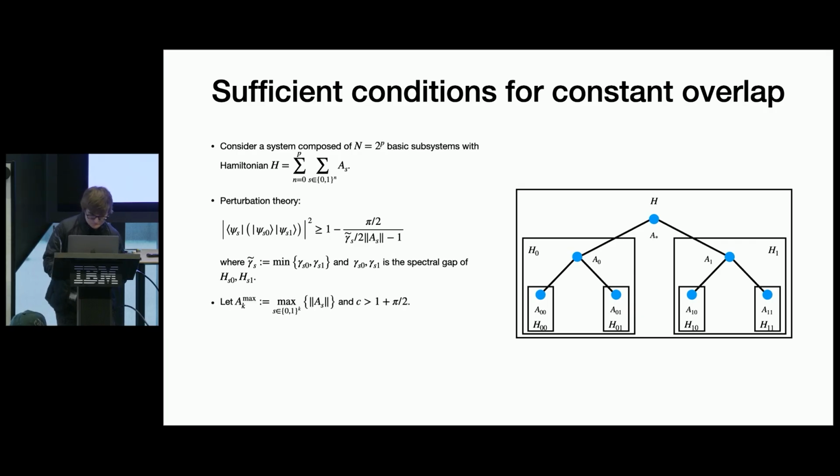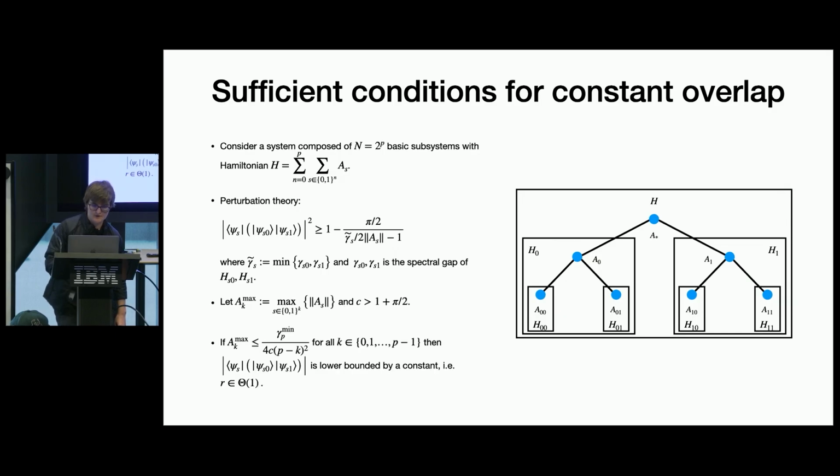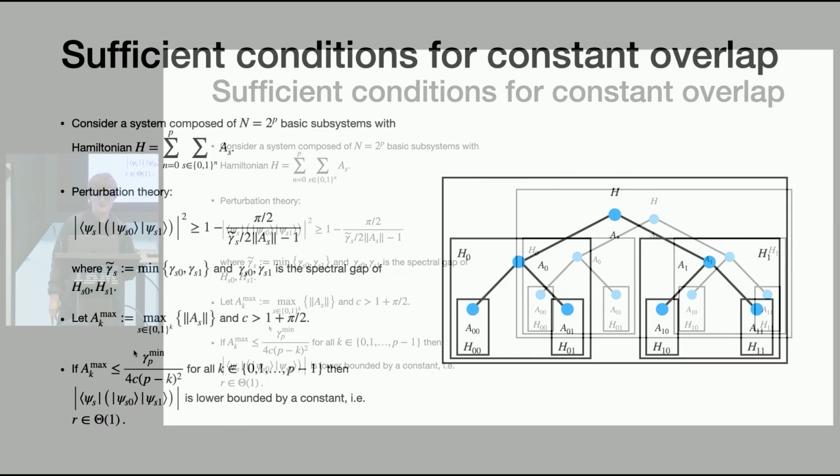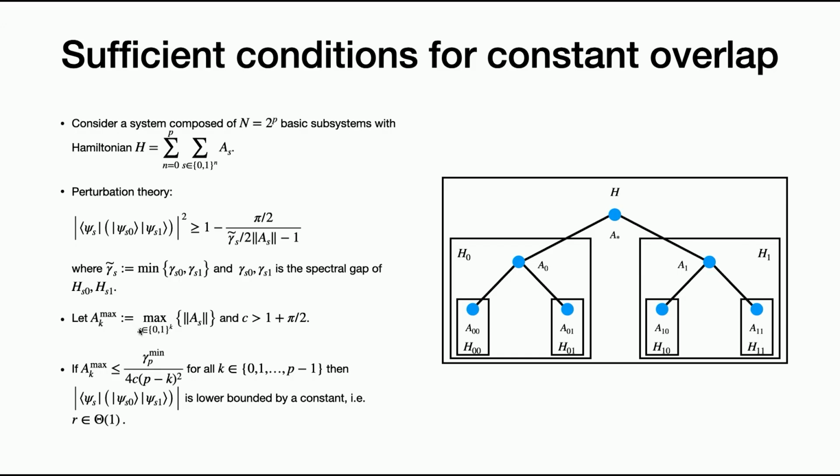And basically, we need to ensure that this ratio isn't too small. Okay, I can move through that pretty quickly. The key point is you can derive a recursion relation on the spectral norm of the interaction terms, these A_S terms. And if they satisfy a certain relation related to the minimum spectral gap, then you can show that this R parameter is constant, which then ensures a quasi-polynomial runtime.